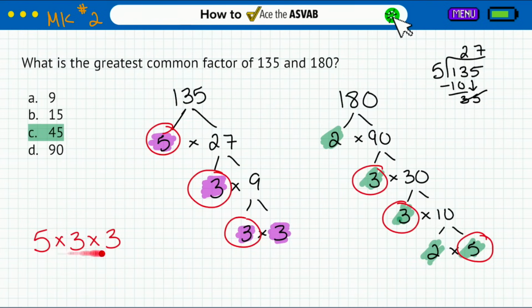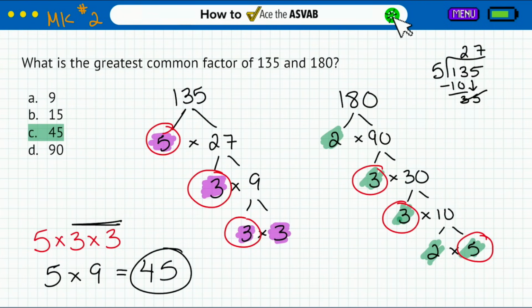So 5 times 3 times 3 will be the answer. 3 times 3 is 9, and 5 times 9 is 45. So again, still a very doable problem. There's our answer right there. But if you know your mental math, you'll definitely be able to see this much faster than you would have without the practice. Let's go ahead and keep moving forward, my party people. You got this.